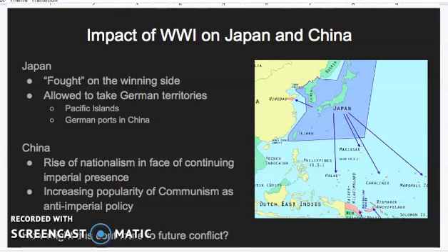This included a number of strategically important Pacific islands and the German ports in China. And this was great for Japan. They got territory without really any major costs. However, this was really annoying for China.